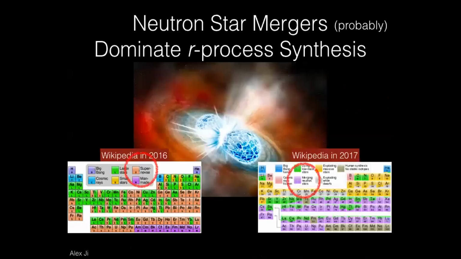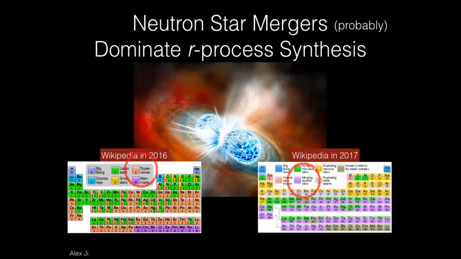And with this direct observation, everyone was really happy because we finally have solved this 60 plus year old question of where the R process elements are actually made. We now think that it's made in neutron star mergers. And it was such a resounding confirmation that Wikipedia decided to finally change its origin of the elements figure from saying the R process elements are made in supernovae to saying that they're made in merging neutron stars. And so I think, at least over the past 2 years, many people in the general community now have basically said, we think that neutron star mergers are definitely the source of R process elements.